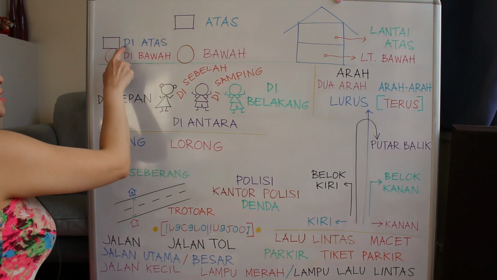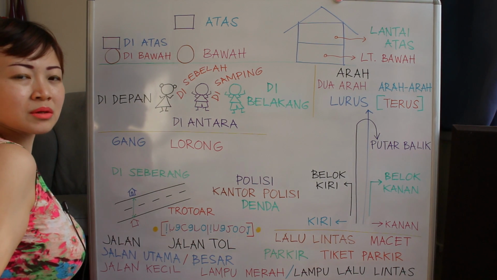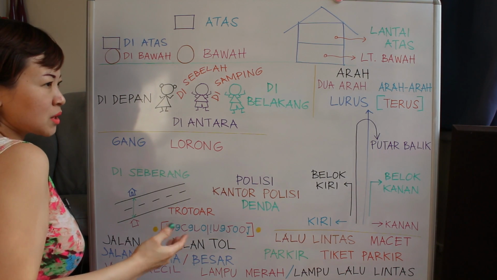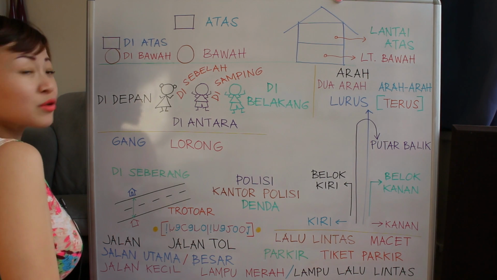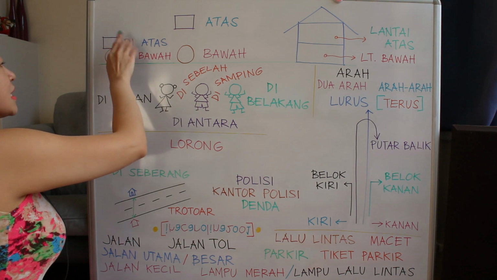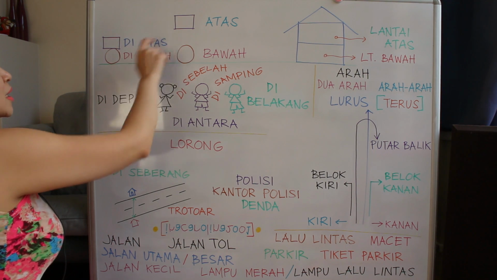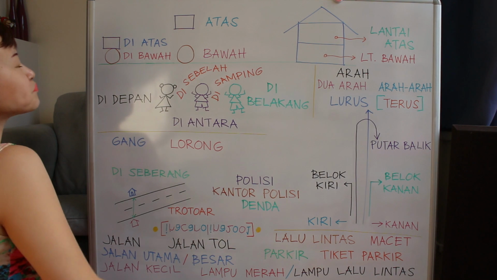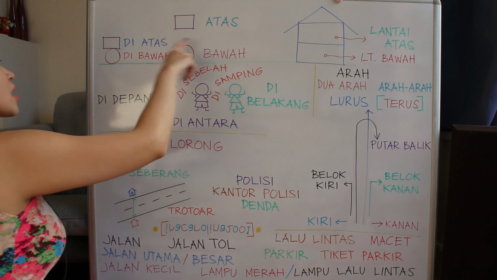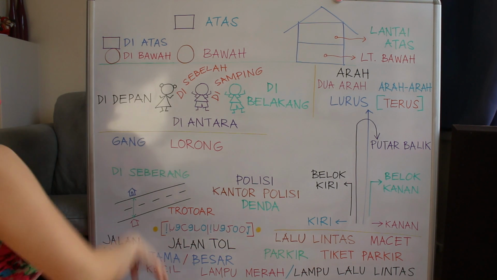Sometimes you need the di word. Di can be in, can be on, can be at, can be many other meanings. We already learned about it in the previous video. So this di can appear, can be skipped. This di can appear here, can be skipped too. Atas, bawah. Di atas, di bawah.